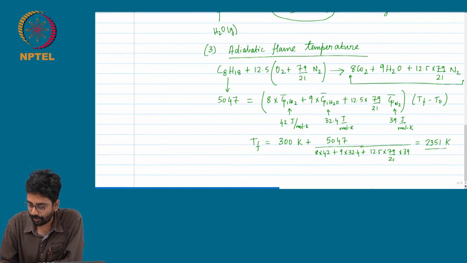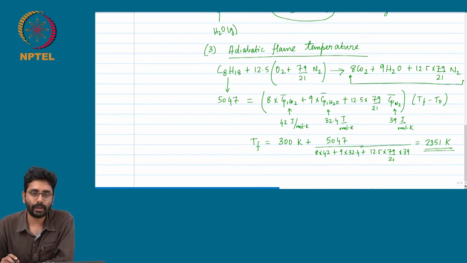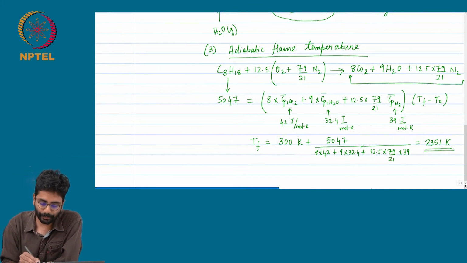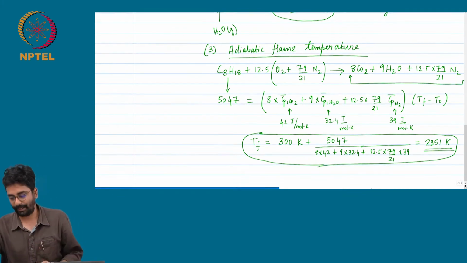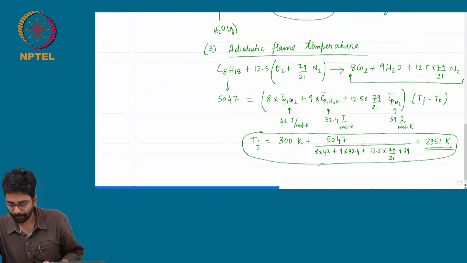2351 kelvins. So an adiabatic combustion at constant pressure of octane with stoichiometric amount of oxidizer, which is stoichiometric amount of air, producing only 8 moles of CO2, 9 moles of water vapor and rest nitrogen, assuming these specific heat values, the adiabatic flame temperature is 2351 kelvins. This is a simple estimate for the adiabatic flame temperature of octane.